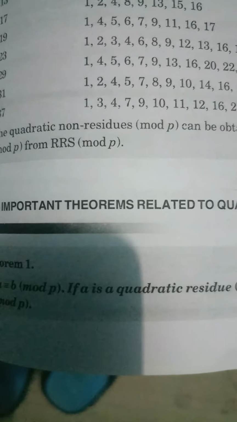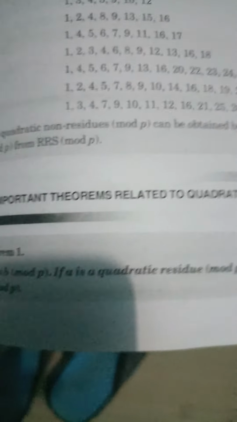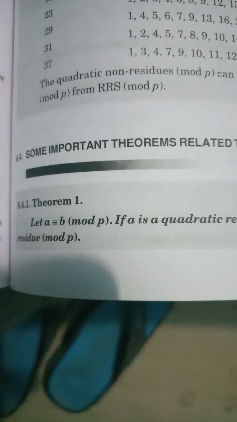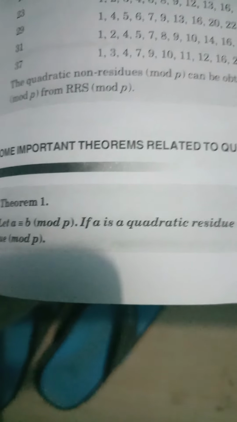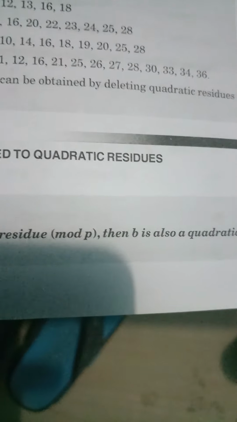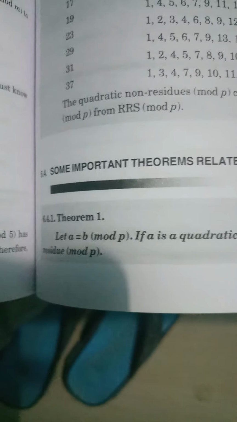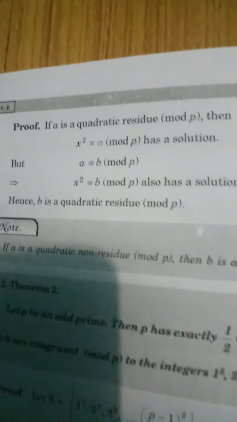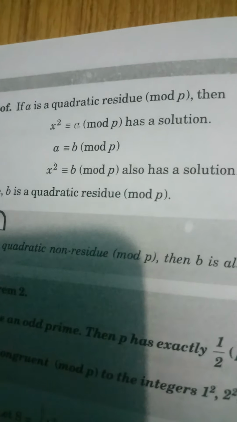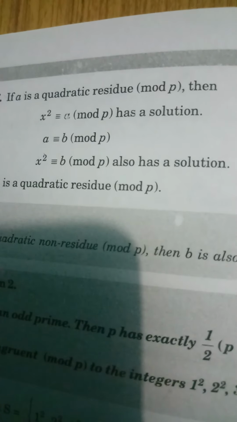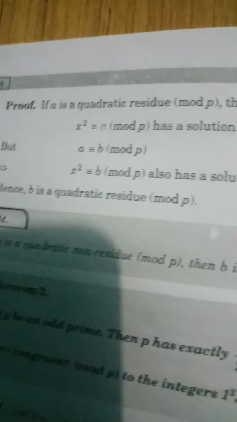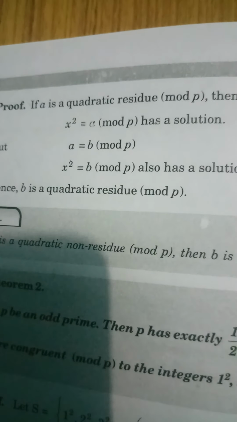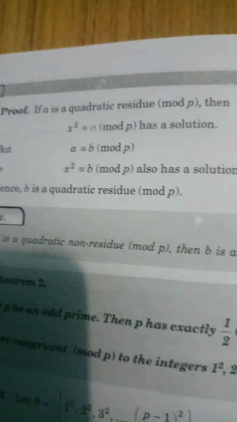Some important theorems related to quadratic residues. Theorem first है, let A congruent to B mod P. If A is a quadratic residue mod P, then B is also quadratic residue mod P. अगर A quadratic residue mod P है तो B भी quadratic residue mod P होगा. तो proof, if A is quadratic residue mod P, then x square congruent to A mod P has a solution. But A is congruent to B mod P दे रखा है, ये गिवन है.